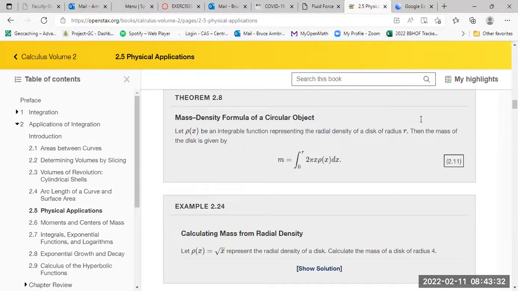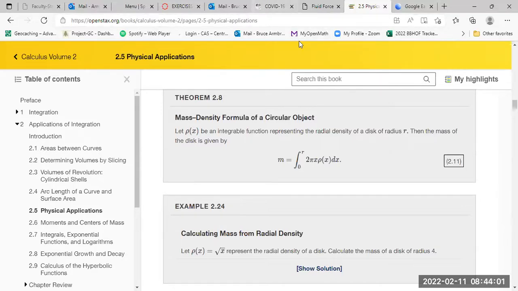So all that is in the integral, the 2 pi x rho of x dx, that's the mass of a ring. And then what we're going to do is take all those concentric rings, add their masses, and it's going to give us the entire disk. So if you break it down, you can see why that formula is going to give us what we want, which in this case is the mass of that object.